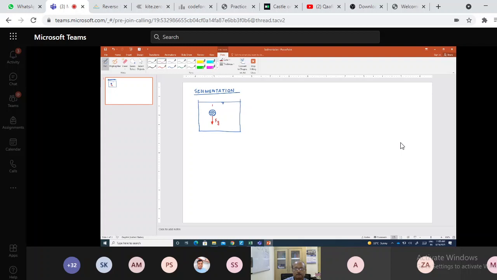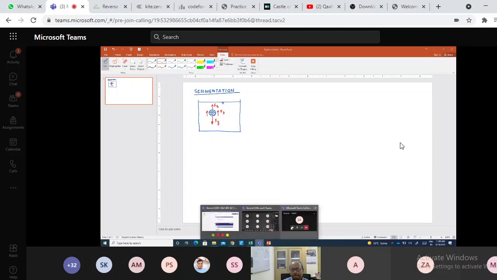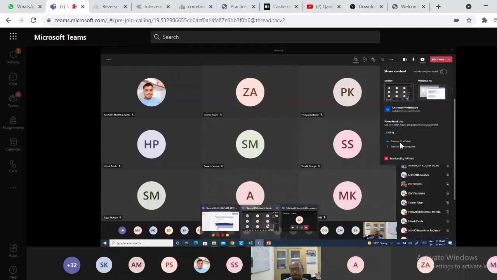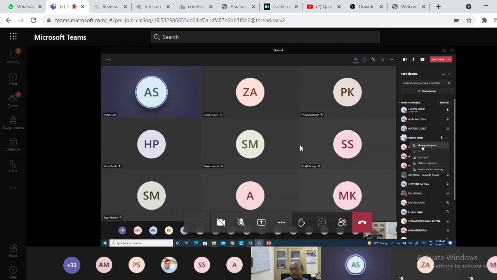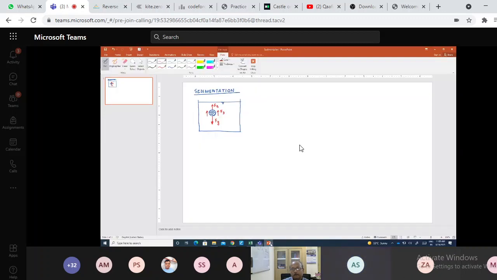Okay, so we have a force due to buoyancy, and also we have force due to drag, because this particle is moving inside water. And as you understand, the drag force is opposite to the direction of the motion. Okay, so drag force is opposite to the direction of the motion.